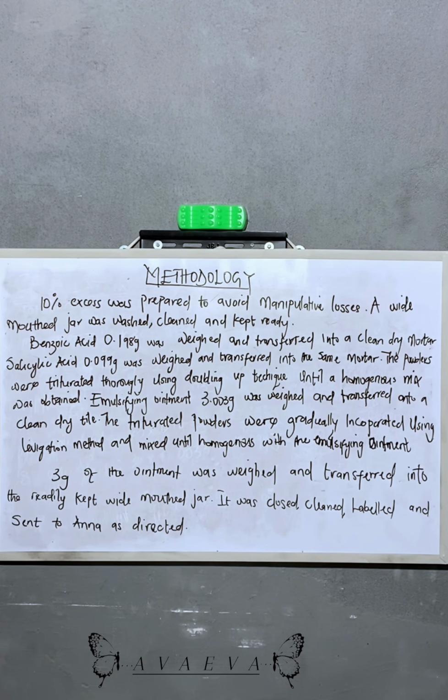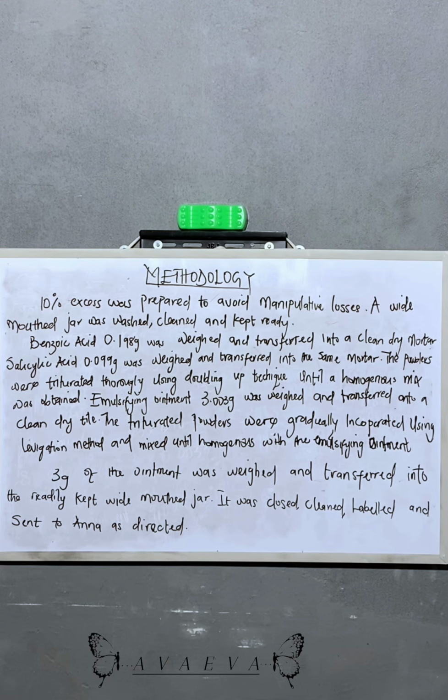For our methodology, we can have it this way. 10% excess was prepared to avoid manipulative losses. A wide-mouthed jar was washed, cleaned, and kept ready. Benzoic acid, 0.198 gram, was weighed and transferred into a clean, dry mortar. Salicylic acid, 0.099 gram, was weighed and transferred into the same mortar. The powders were triturated thoroughly using the doubling up technique until a homogeneous mix was obtained.